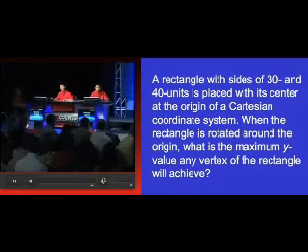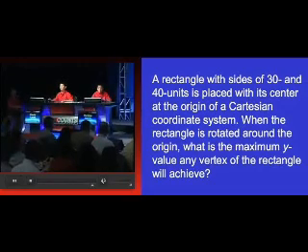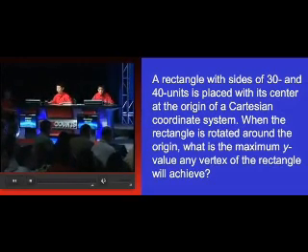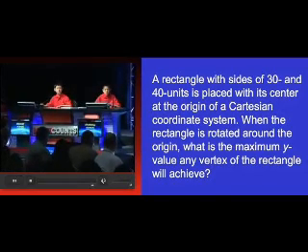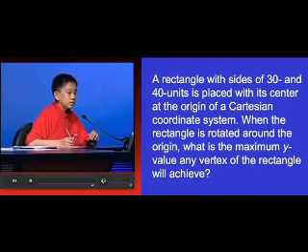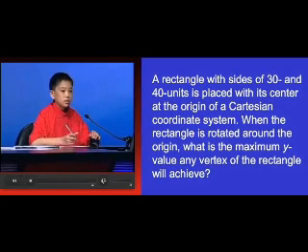Moving on to the next question of our matchup. And the question is, a rectangle with sides of 30 and 40 units is placed with its center at the origin of a Cartesian coordinate system. Bobby. 25. 25 is the correct answer.